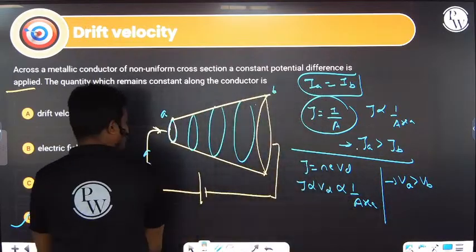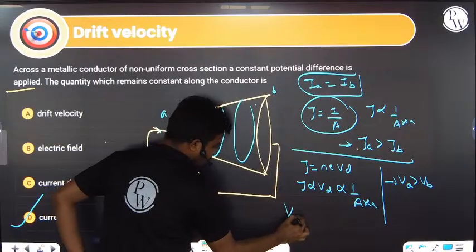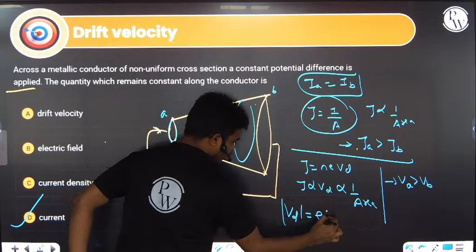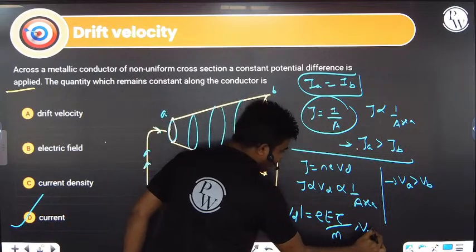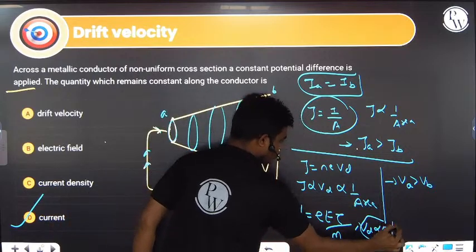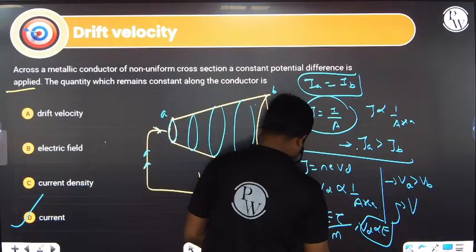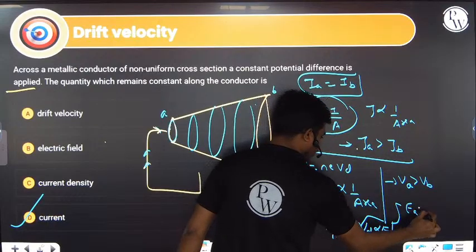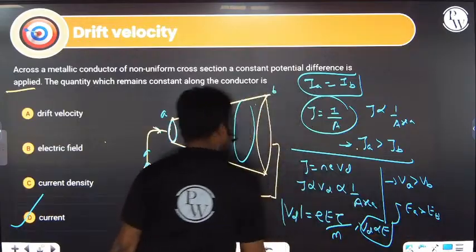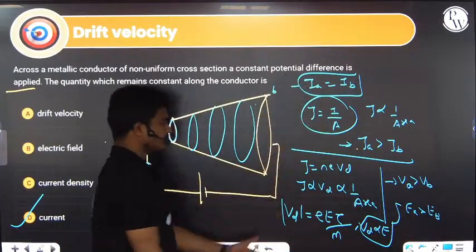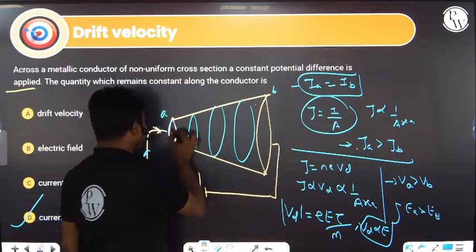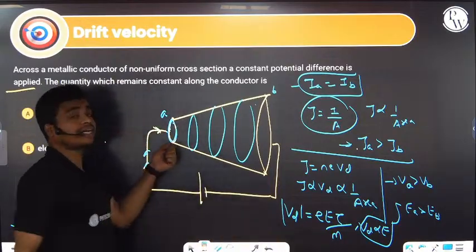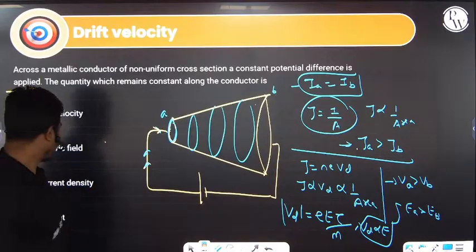Next we have the electric field. What is the electric field? Its magnitude we can get from vd equals E tau divided by m. So vd is directly proportional to the electric field, and therefore the electric field at A is more than the electric field at B. These are the pointers you should keep in mind. Current density, electric field as well as drift velocity will be more at the point where the cross section has less area, but the current will be the same.